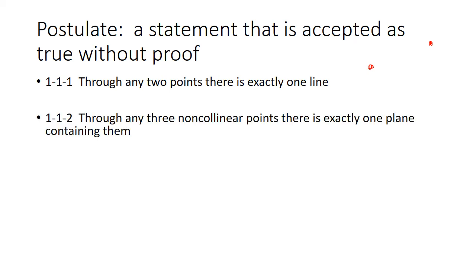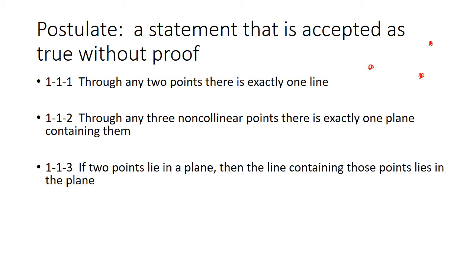And then the next postulate is that if you have 3 non-collinear points, which means they might look like this, then there's exactly one plane that contains them. No more than one, only one. So if you have 3 non-collinear points, you have a plane that contains them. If you have 2 points, there's only one line that will contain them.